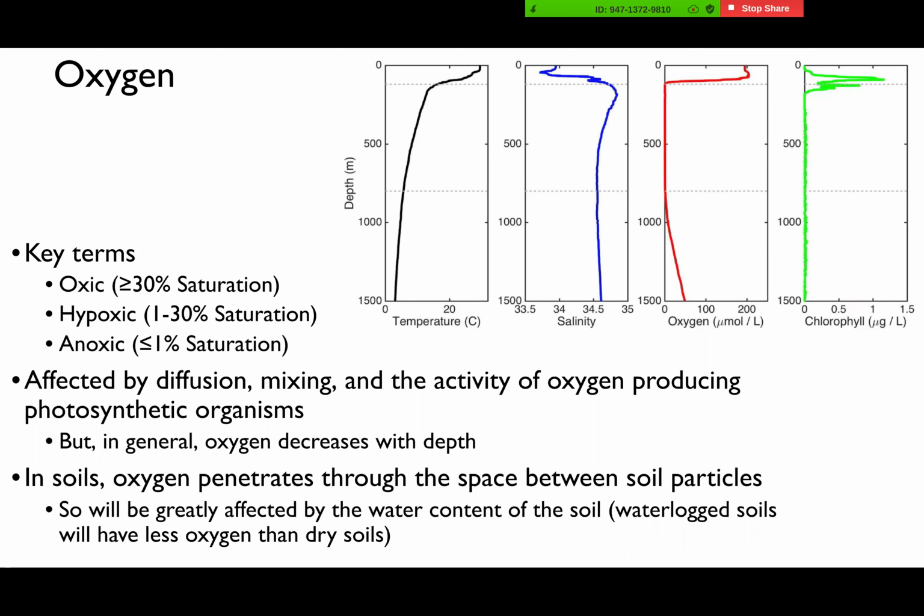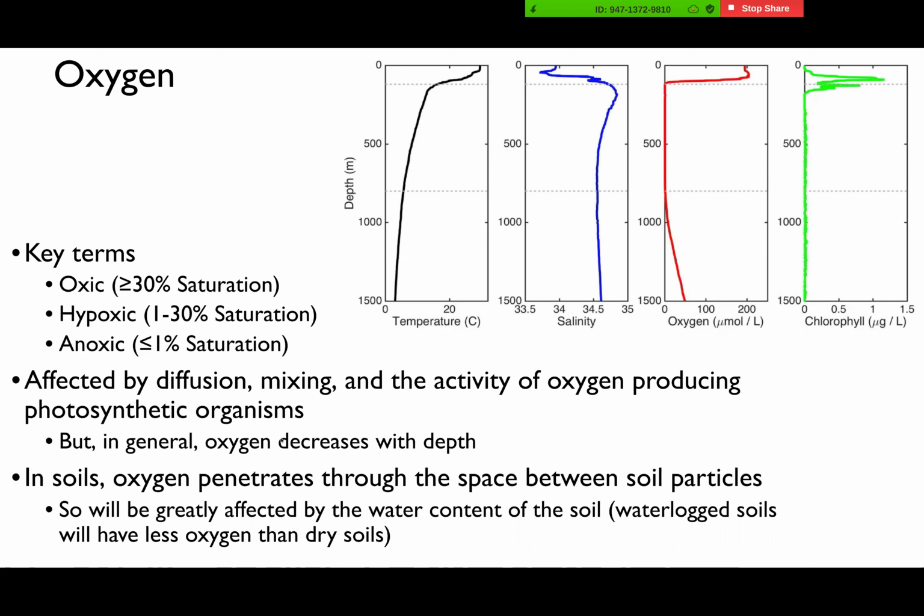Now, how much oxygen there is in an environment is affected by the diffusion of oxygen through liquids, mixing, and the activity of oxygen producing photosynthetic organisms. But generally speaking, as you go deeper, whether it's in soil or in the water, oxygen decreases with depth. We can see this graph here at the top, where depth goes from 0 at the top all the way down to 1,500 meters. You can see all these things change, but oxygen dips dramatically, basically goes anoxic, and then comes up a little bit. So again, oxygen generally decreases as you go deeper and deeper.